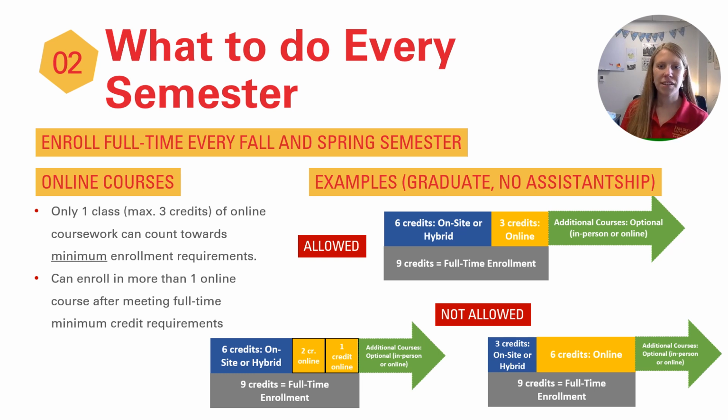This slide is intended for graduate students, those pursuing a master's or doctoral degree, or those who are a non-degree student at the graduate level. Undergraduate requirements were discussed on the previous slide. J-1 regulations restrict the number of online courses a J-1 student can take. J-1 students are only allowed one online course, not to exceed 3 credits, to count towards full-time enrollment. Once the full-time enrollment requirement is met, students can take as many additional online courses as they'd like.